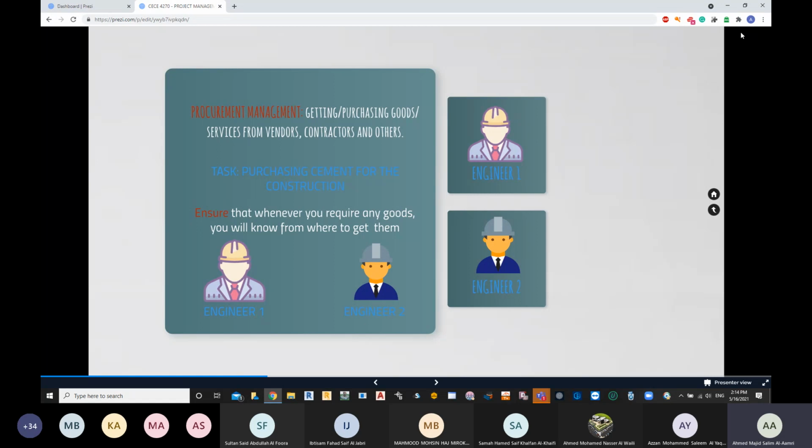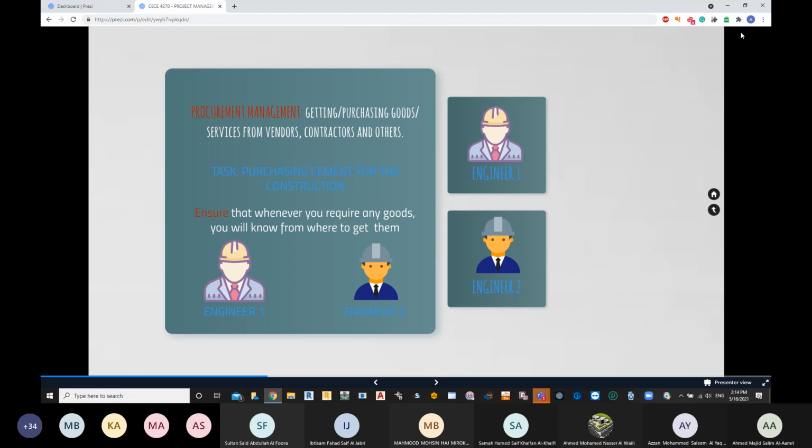How is that going to help you? If I have a database of the companies that have cement, and I have a problem with one of the suppliers who couldn't deliver the cement, I don't need to search for companies who manufacture or sell cement, because I already have the list with me. So I'm already saving time in terms of procurement.